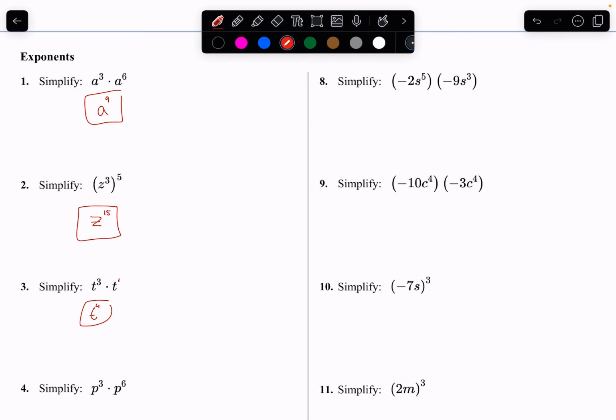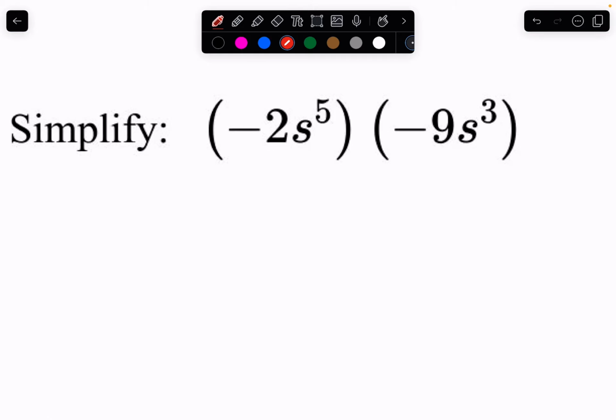Let's see. We'll do this one. So similar thing here, we multiply the powers out in front. And this is going to give me a 18. Negative times a negative gives me a positive. And then we go ahead and we multiply the powers, which by doing that we add, and we end up with s to the 8th.